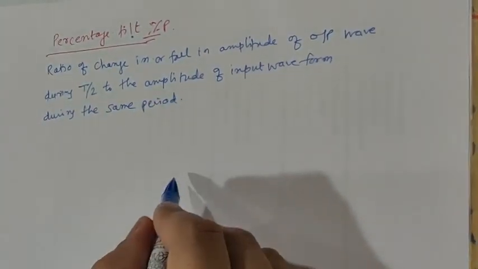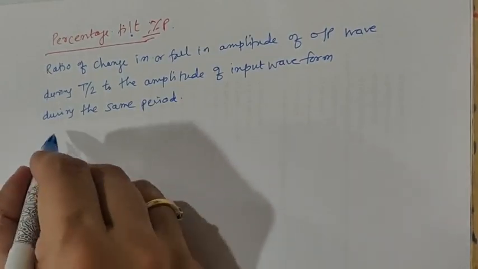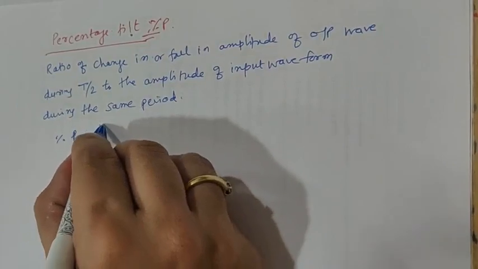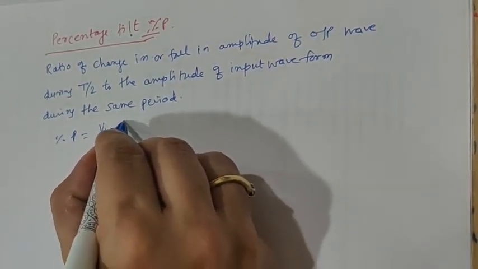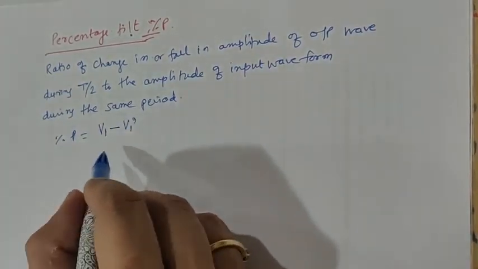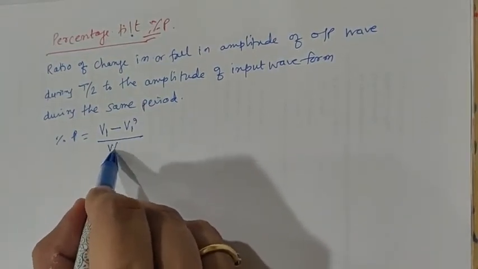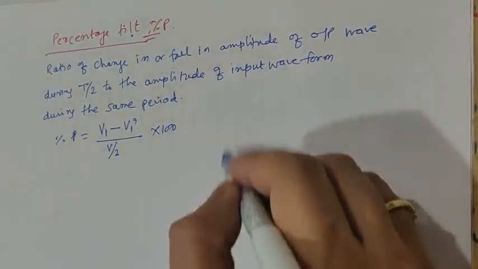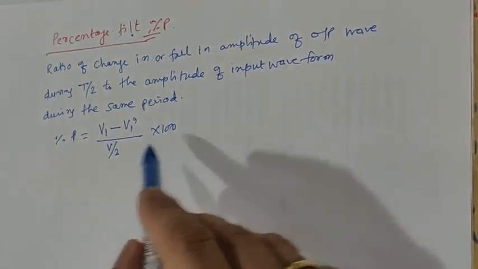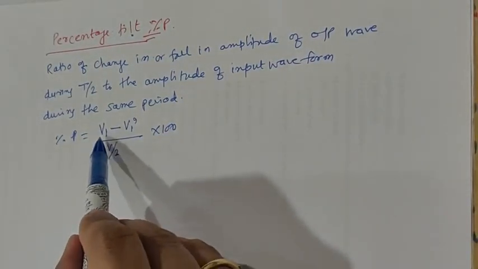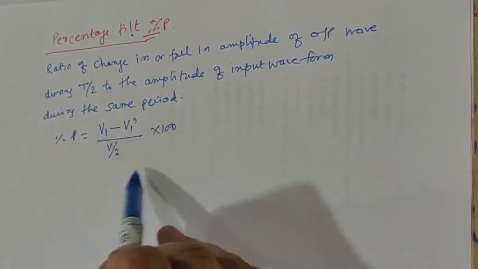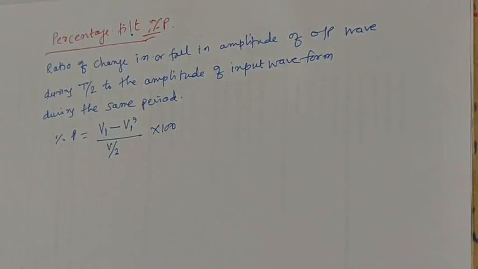So mathematically, if I want to write, percentage P is equal to, see, the change in the output, so it is V1 minus V1 dash in the time period of T by 2, multiplied by 100. See, the total waveform output was considered to be V, so it is V by 2. Initially, what is the output? V1, and it falls to V1 dash for the time period of T by 2. So by this particular formula, you can calculate percentage tilt.